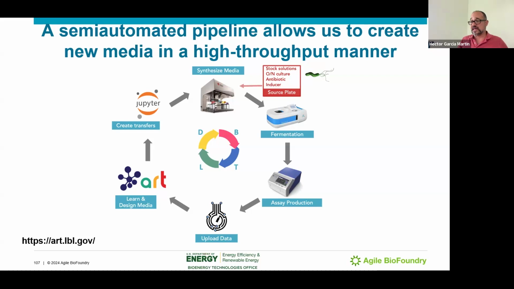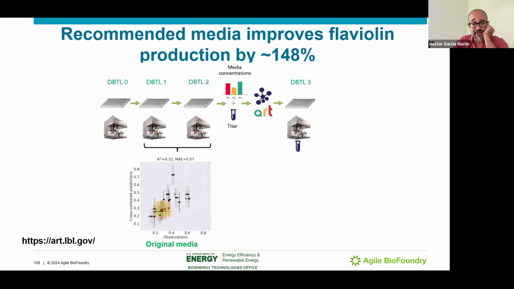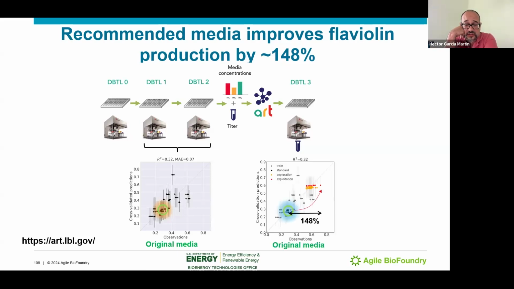If you go to the next slide, you'll see that the first time we tried it, we did a couple of DVTL cycles to train ART, and we got an R squared, a coefficient of determination, of around 0.32, which is not fantastic. But when we asked for recommendations from ART, we saw that those recommendations increased the production of flavulin titer by around 148%.